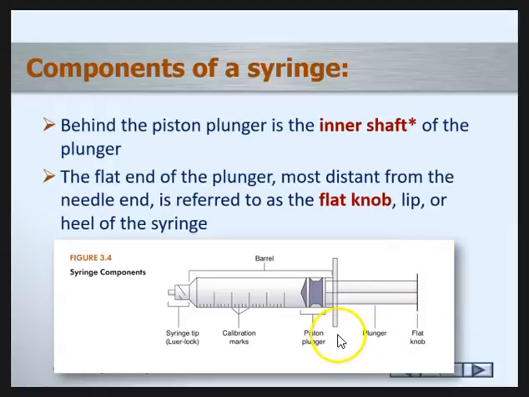Another area that's not identified on this picture is this part right here at the end of the barrel. That is called the collar. We use the collar and the flat knob to create a place where you can push against or pull towards to help manipulate extending or pushing down the plunger.